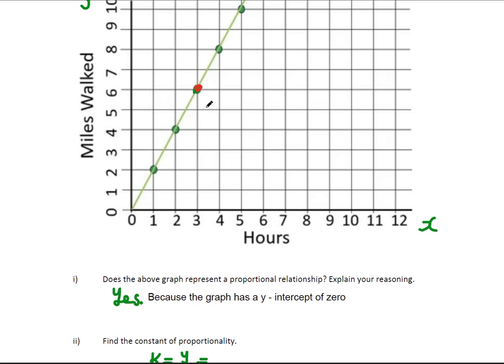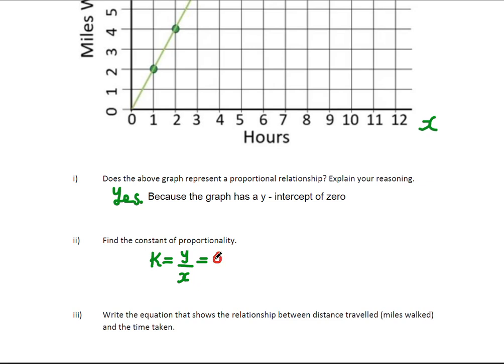So what is the x value at this point that I have chosen? 3. And what's the corresponding y value? 6. So k, the constant of proportionality, is just going to be 6 divided by 3, which is equal to 2. So the value of k, the constant of proportionality, is 2. And what this means is that for every 1 hour that is spent walking, 2 miles are covered.